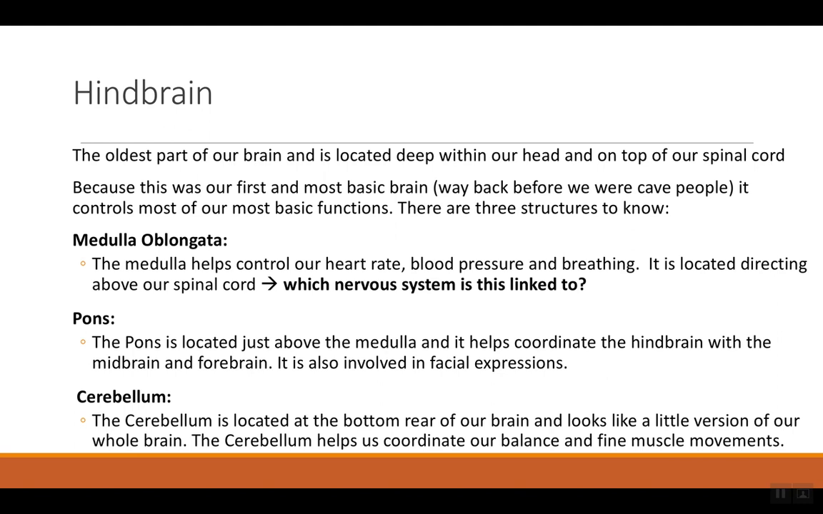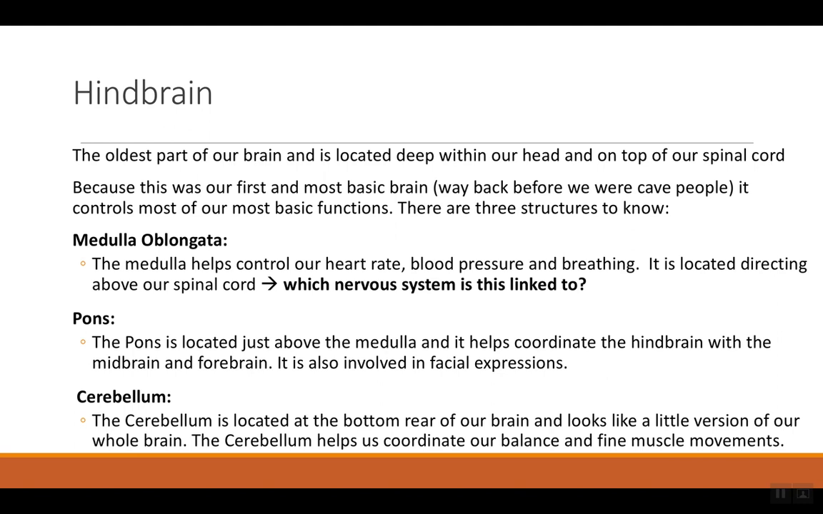The pons, just above the medulla, that's the bit that kind of links your hindbrain with the midbrain and the forebrain. Okay, so it's kind of connecting the two, making them all work together. Also has a role in your facial expressions. So it's a little bit more conscious than your medulla.